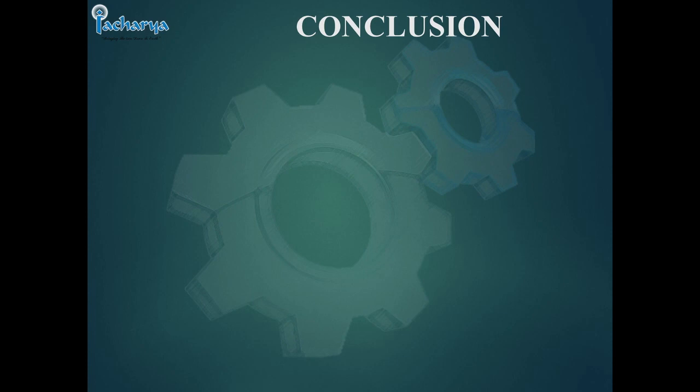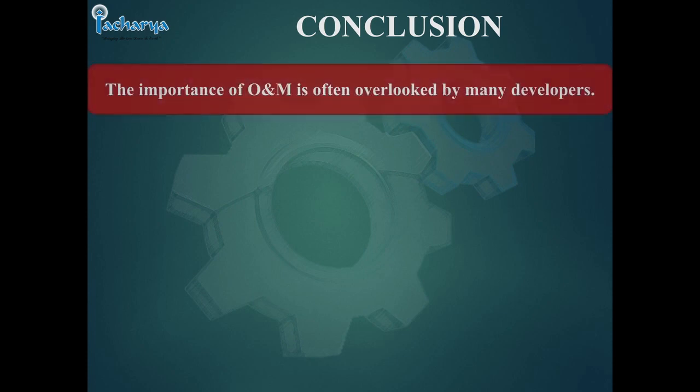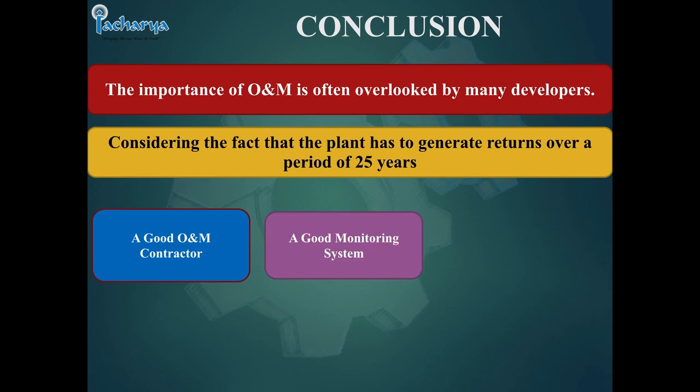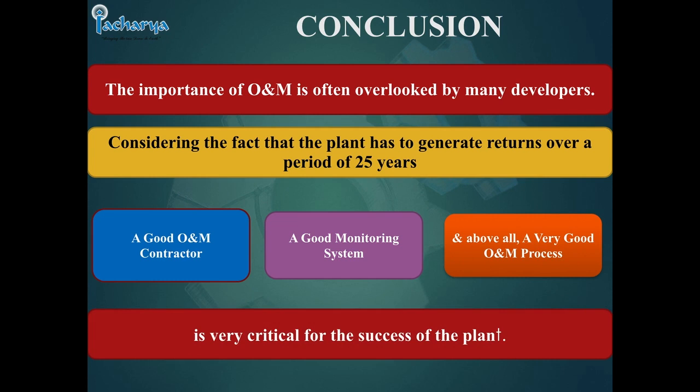In conclusion, it can be said that the importance of O&M is often overlooked by many developers considering the fact that the plant has to generate returns over a period of 25 years. So, we have to maintain proper O&M contractor, monitoring system, and good O&M process. These are all the keys to success for the plant.